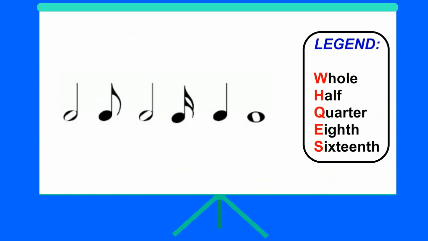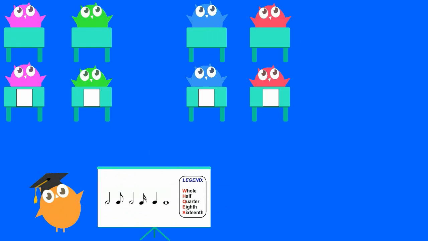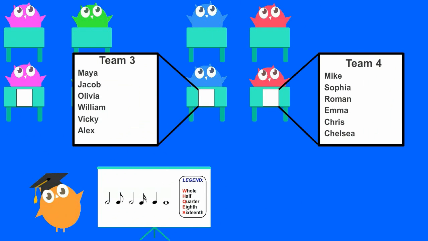Up to 6 notes appear on the slide. Let us call each note by the first letter in its name: W for a whole note, H for a half note, Q for a quarter note, etc. The first player in each team writes the letter for the first note on the page across from her name. As soon as she is done, she passes the page to the player behind her.